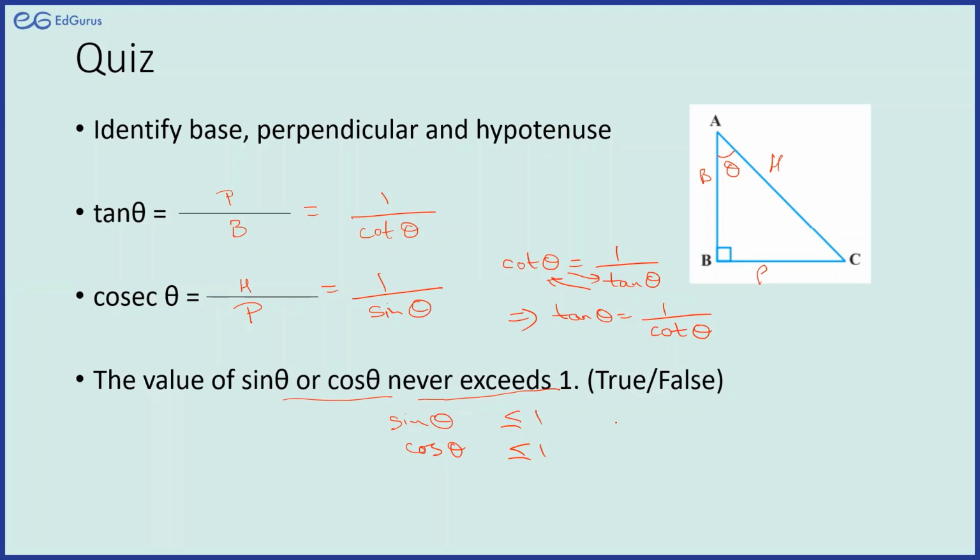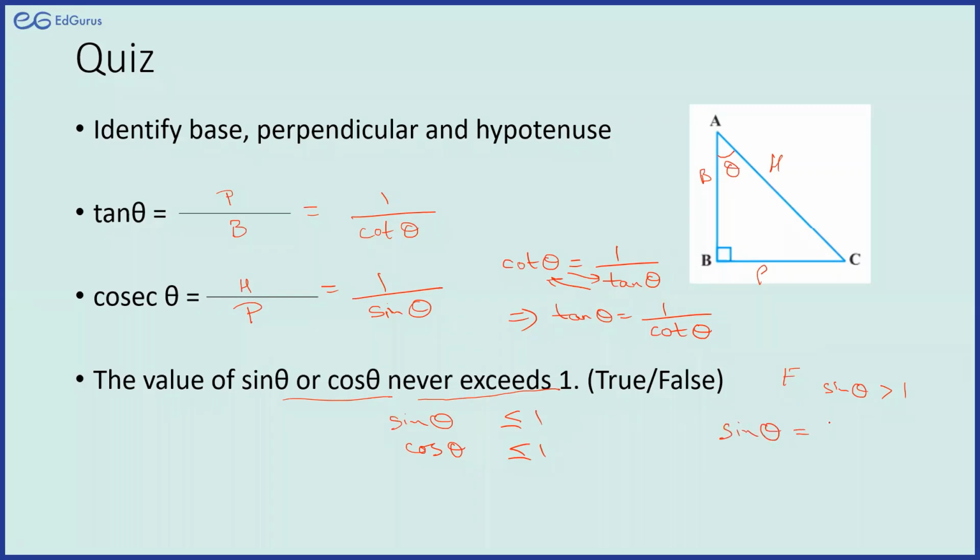Ma'am, it's false. So that means sin theta can be more than 1, because sin theta and cos theta can be equal to 1 or greater than 1. They can be. How?